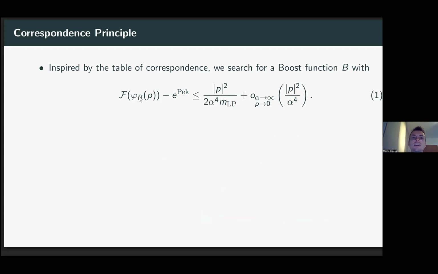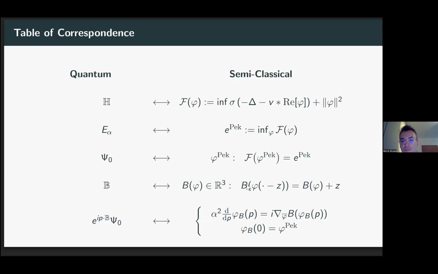So in some sense, I knew that all I had to do is to find a boost operator B such that the Poisson bracket exactly gives me this gradient of phi Pekar divided by the right constant. In some sense, I already knew what I wanted to see from the Poisson bracket. And the choice is unique in this semi-classical case, is that true? No, you still have some choice.